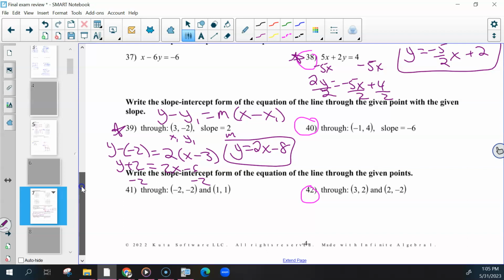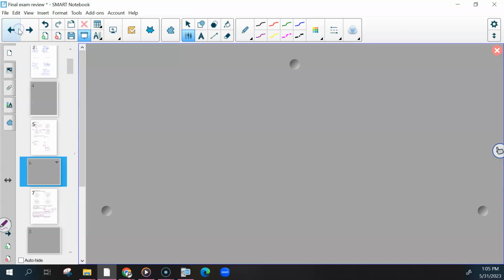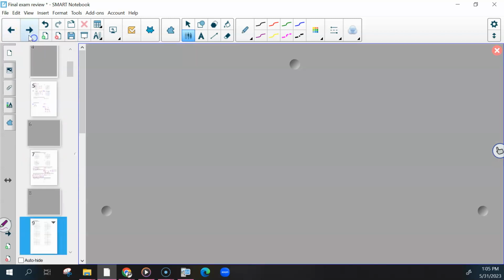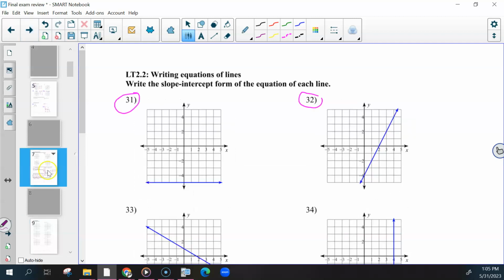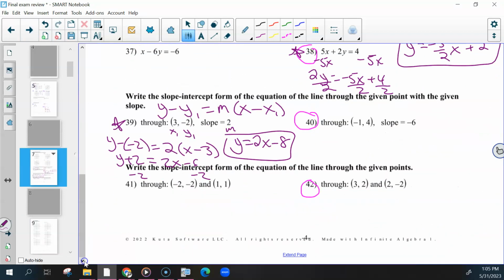Now we are on graphing. So find questions on the graphing that you want to see, and we'll go over them.